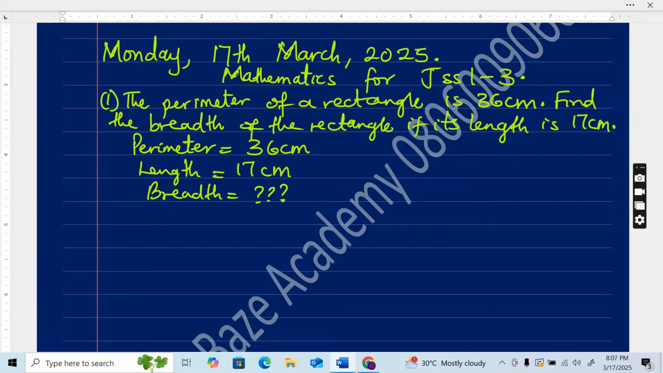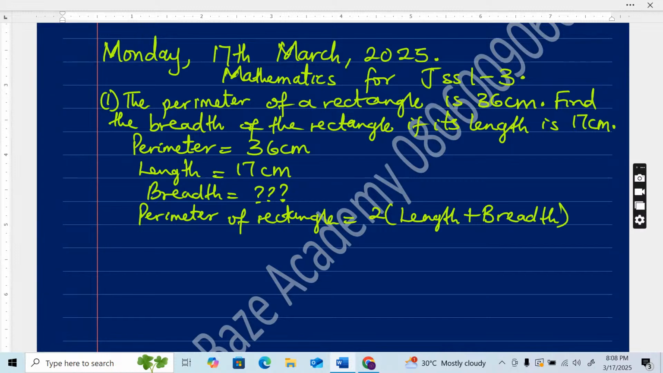Now, when you're being given a question like this, it comes with a formula. Normally, the formula for calculating the perimeter of a rectangle is equal to 2 into brackets length plus breadth. That will be equal to 2 into brackets L plus b. So L represents the length and b represents the breadth.